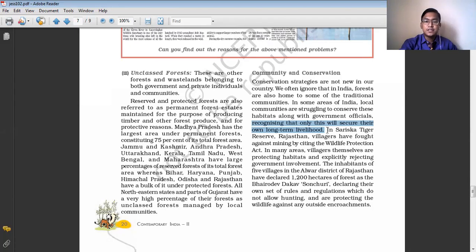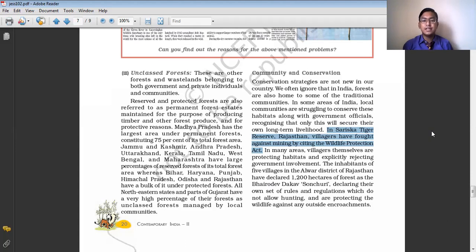Some examples are like the case of Sariska Tiger Reserve. In Sariska Tiger Reserve, Rajasthan, the villagers fought against mining by citing the Wildlife Protection Act. Some private organizations wanted to carry out mining activities because some minerals were available here. In order to carry out the mining, the forest needed to be cleared.